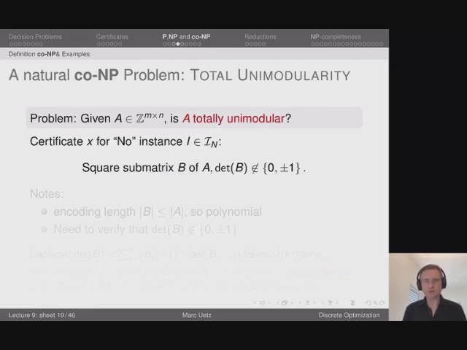Now, one word about verification of this certificate. Certainly the certificate is polynomial in the size of the original problem. It's just a submatrix.